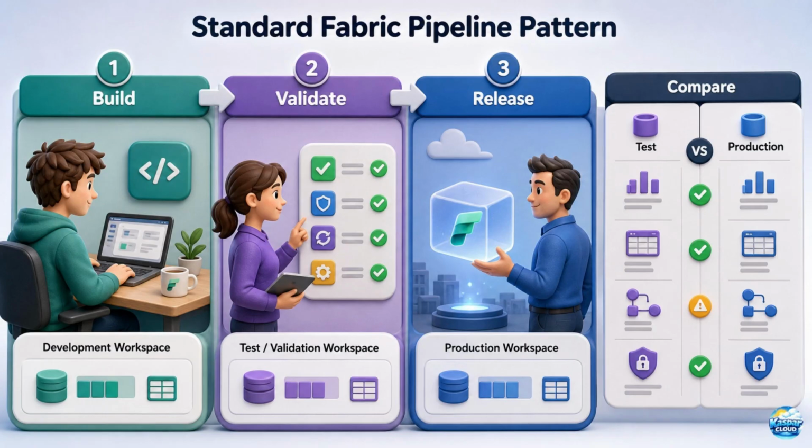Fabric can compare stages and show whether content is identical or different between environments. This makes release decisions more transparent because teams can clearly see what changed before promoting updates further. Many enterprise teams also combine deployment pipelines with Azure DevOps or GitHub Actions to automate approvals, testing, and deployment orchestration.